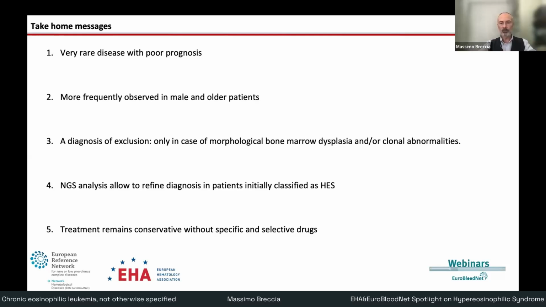And as you see, it is a very orphan and rare disease. So the treatment remains conservative. Unfortunately, we have no specific and selected drugs.